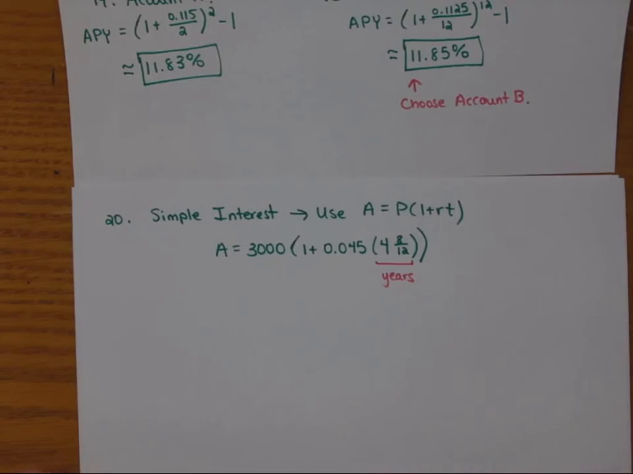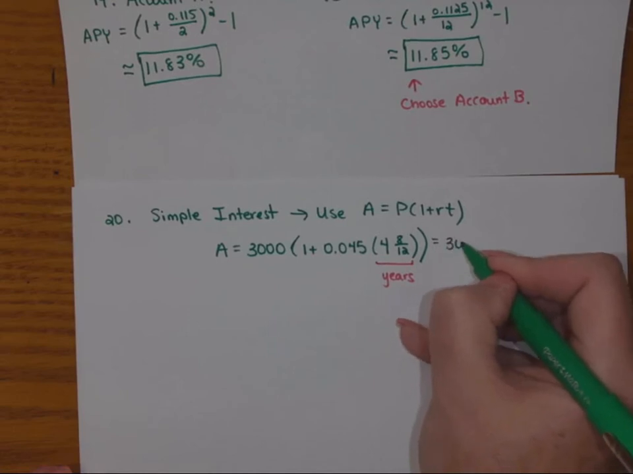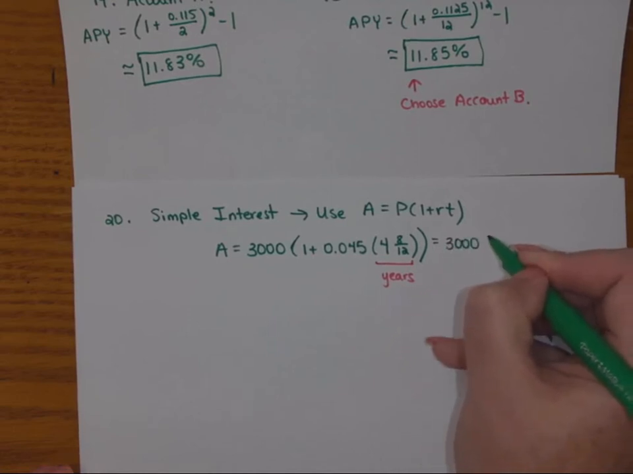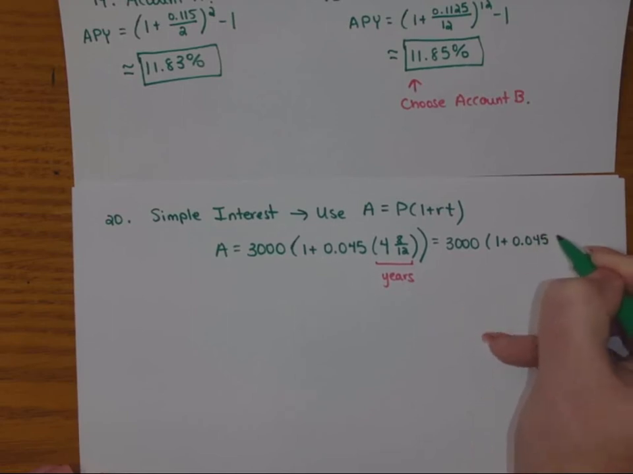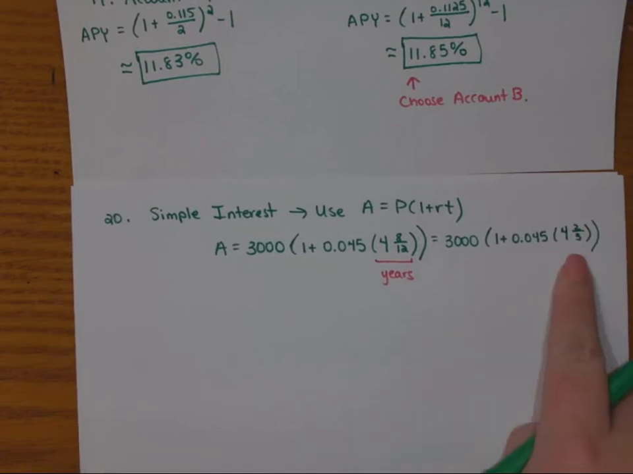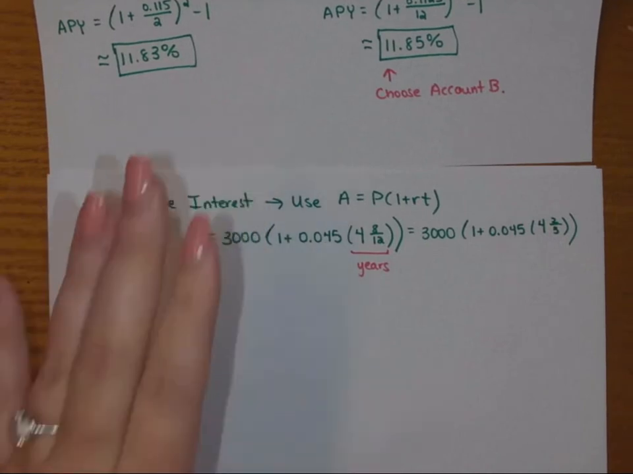Okay, so just make sure you can figure that out. I'm going to show you how to enter that in the calculator in a minute, but we could clean this up if we wanted. This is 3,000 times 1 plus 0.045 times 4 2/3. Like that would reduce to 2/3. But notice I can't really change this to a decimal because it's actually 0.66666 repeating.